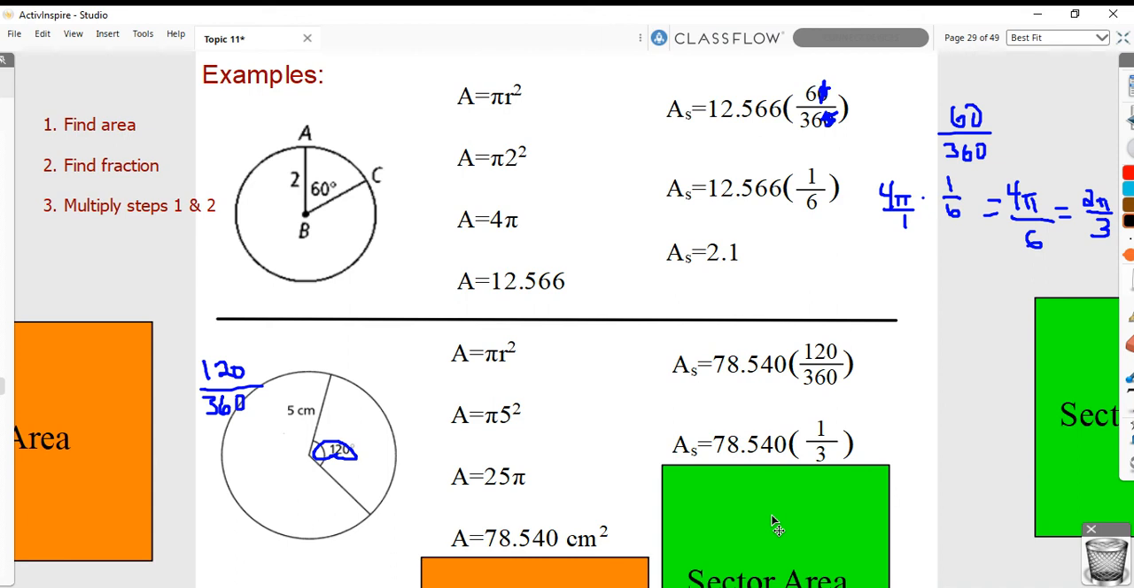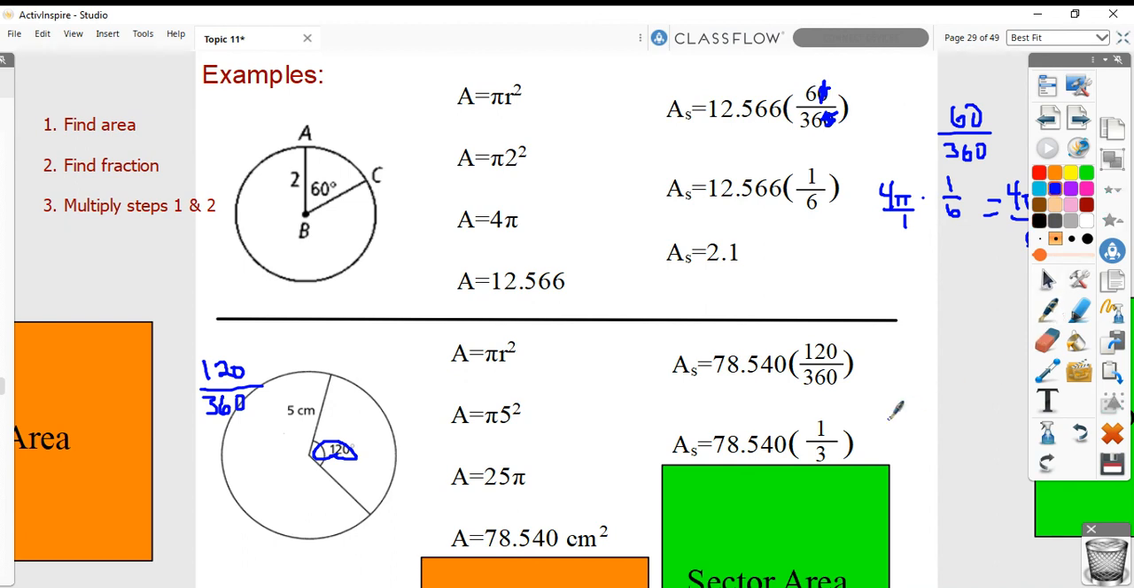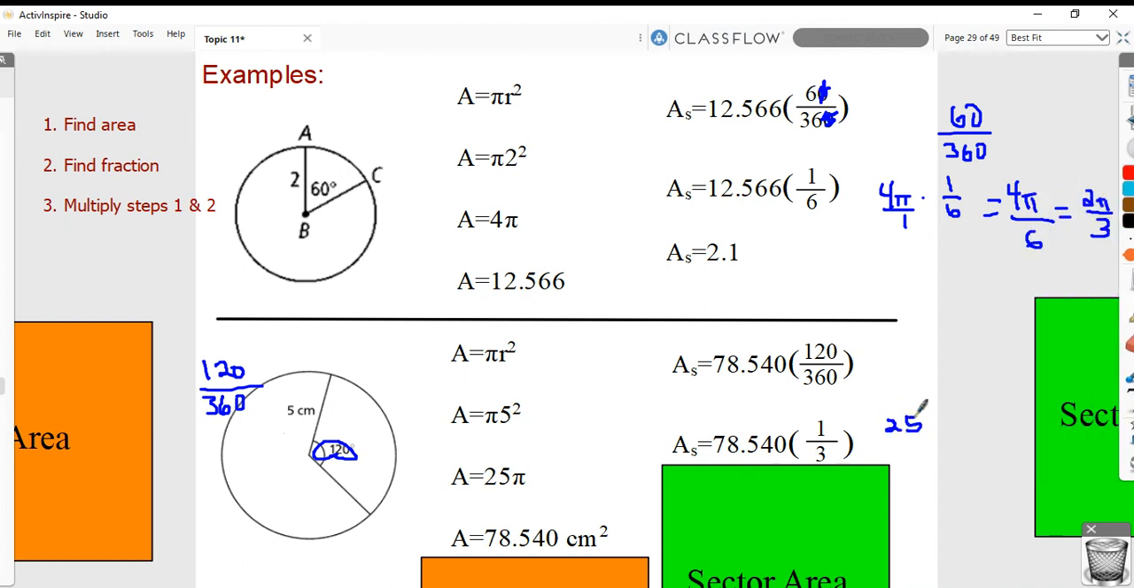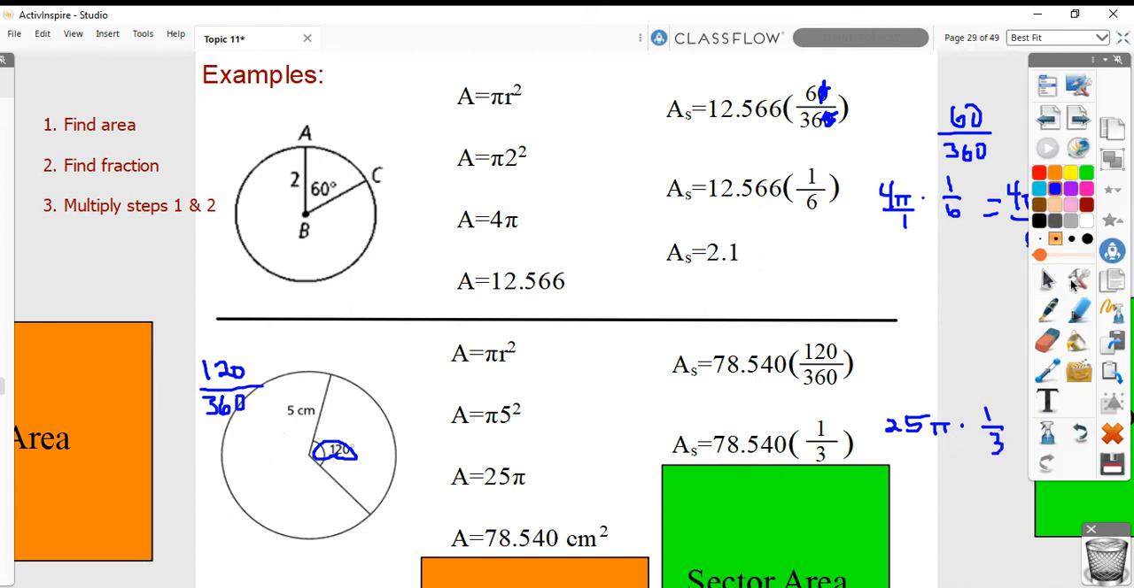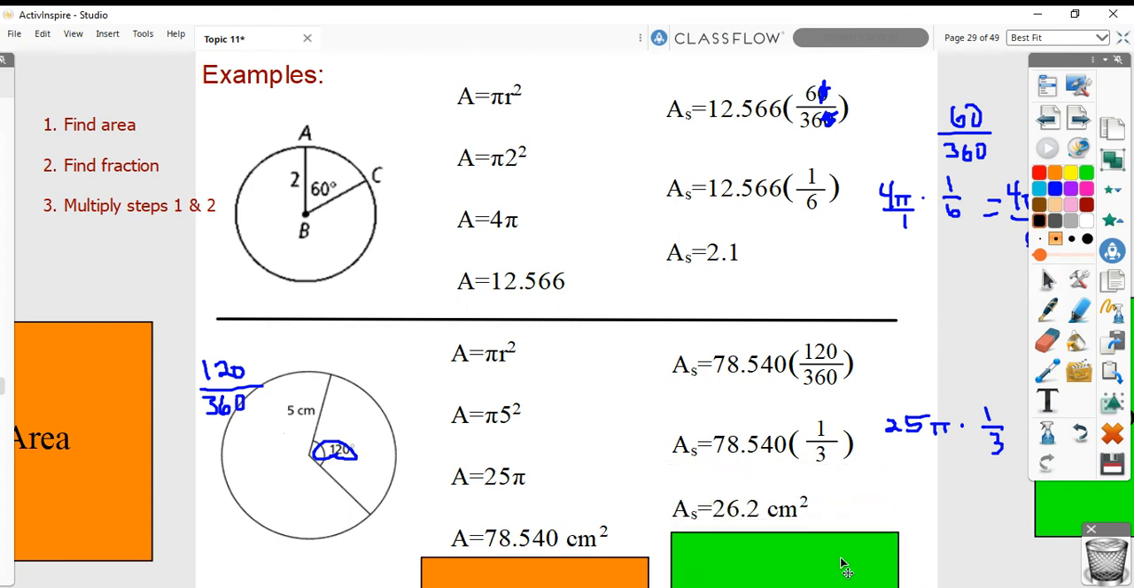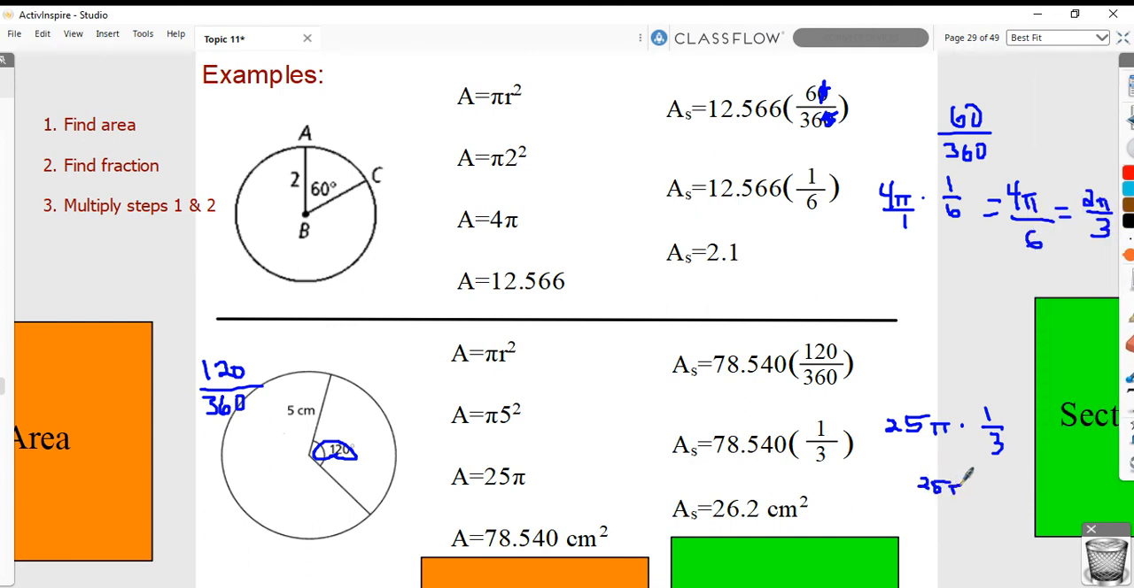So you might end up on a problem like this. This right here is the equivalent to 25 pi times 1/3. So you might end up, instead of getting a decimal answer like 26.2 by multiplying those two things, with an answer like 25 pi over 3 instead. Be on the lookout for something like that in your multiple choice questions. All right, so there's what we have there.